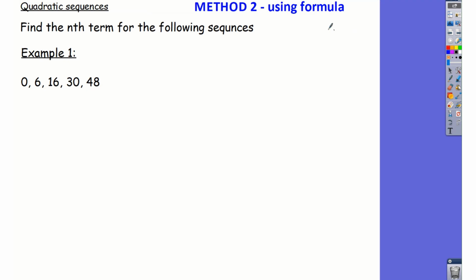Okay, so before I start this example, I'm just going to write down the key facts that I have currently learnt. So I know that 2a is equal to the second difference. I know that 3a add b is equal to my second term minus my first term.